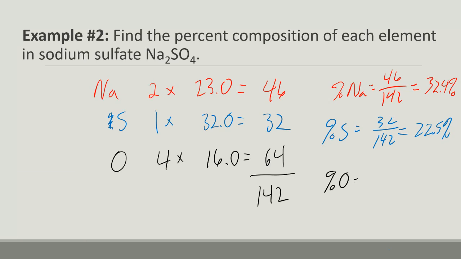So percent oxygen is 64 divided by 142, which is 45.1. All right, so there you go. That's how you do those.